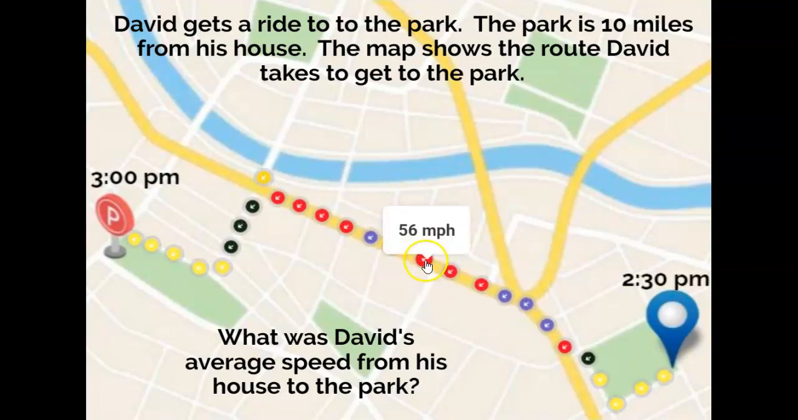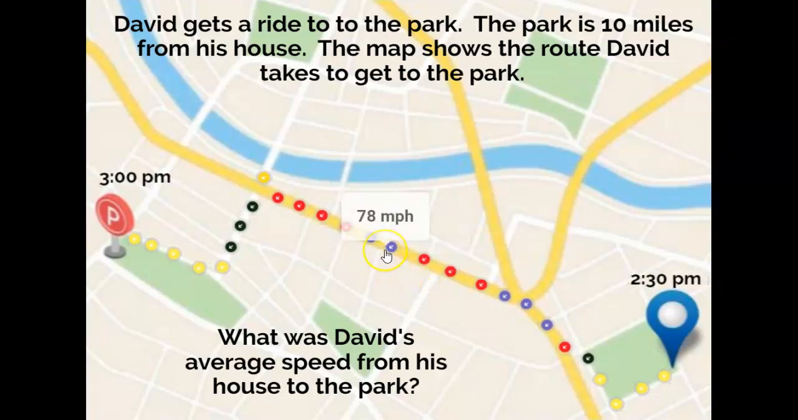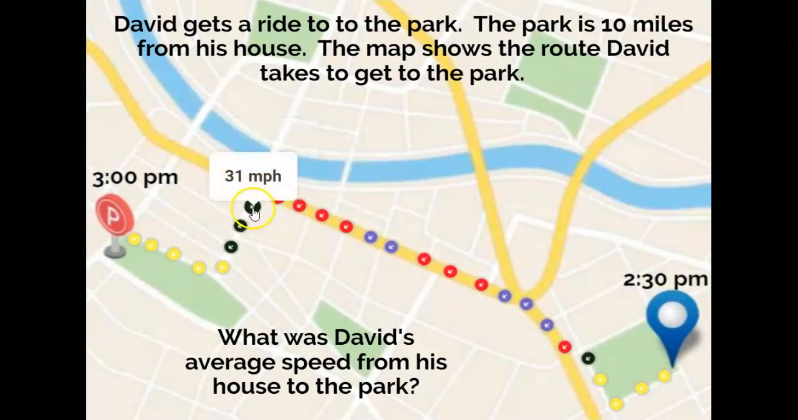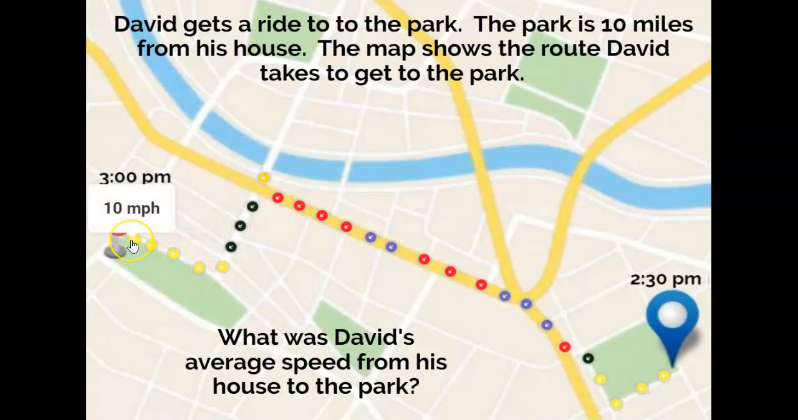A little bit farther along he's only going 56. He speeds back up to 78. He's going 52 here. He looks like he's slowing down. He gets off the freeway. He's going 18, 31. Over here he's going 33, then 15 miles an hour. And then right before he stops, he's going 10 miles per hour. So clearly he's going all these different speeds.